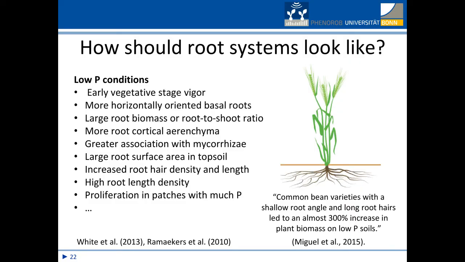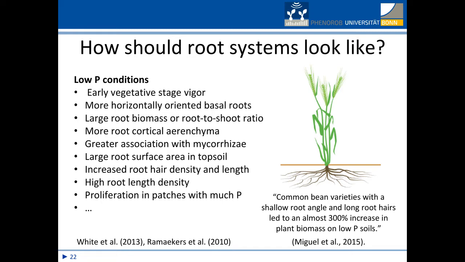And what about low phosphorus conditions? Again, a good growth at the beginning of the growing season is favorable. In contrast to low nitrogen and drought stress conditions, in the case of low phosphorus conditions, a shallow rooting system is more favorable. But this has mainly to do with the fact that phosphorus that is applied as a mineral fertilizer is usually put on the topsoil, and then the highest concentration of phosphorus is in the topsoil.